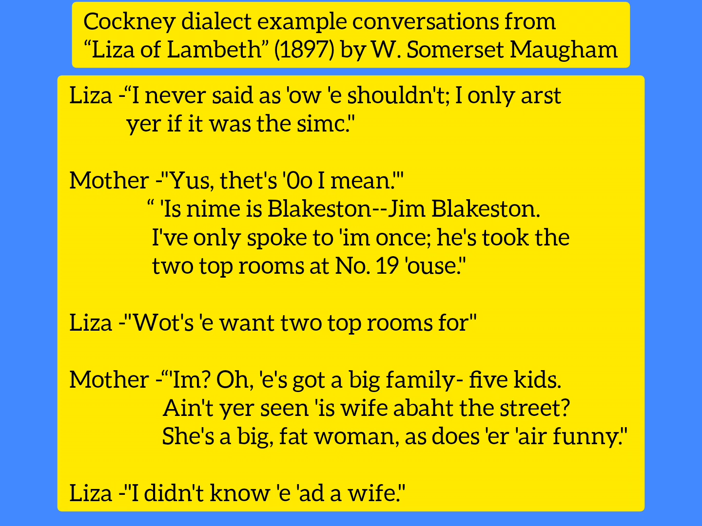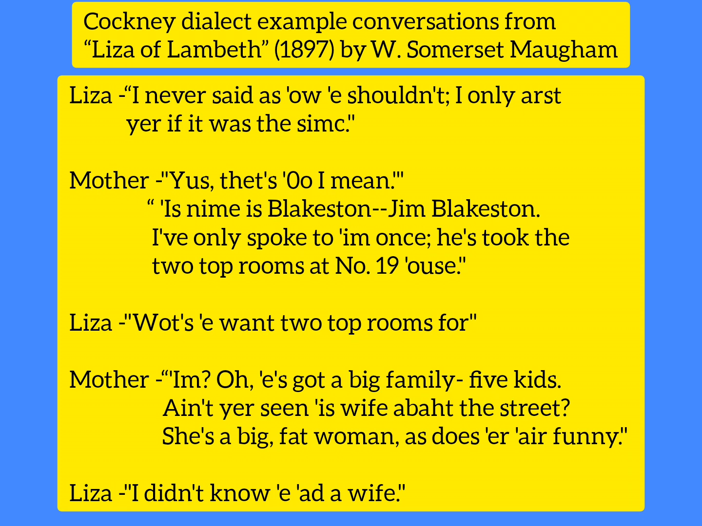What's he want 2 top rooms for? Oh, he's got a big family, 5 kids, and yer see his wife about the streets. She's a big fat woman, as has a funny walk. In standard English: Oh, he's got a big family, 5 kids, and you see his wife about the street. She's a big fat woman. Finally: I didn't know he had a wife. I didn't know he had a wife.